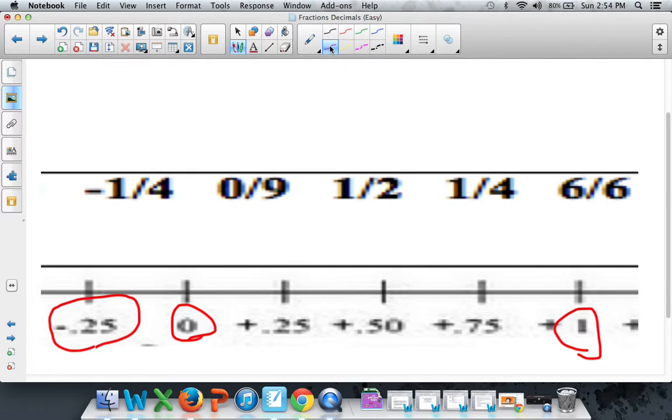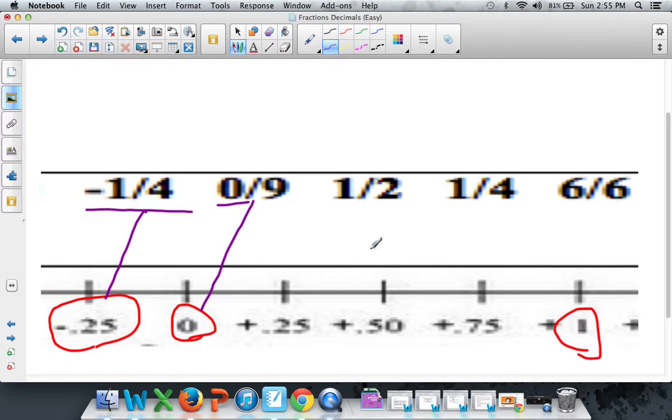Now, let's try to match the fractions to the decimals. Negative 1/4. Well, let's see here. Negative 1/4 will probably match negative 0.25. I remember that 1/4 is 0.25. Plus, they're both negative. So, yay, they're buddies. How about 0 out of 9? Well, I don't know. I don't know 9's that good, Mr. Graham. That's okay. You don't have to. Anything that has a 0 on the numerator, you know what that is? Yeah, it's 0.